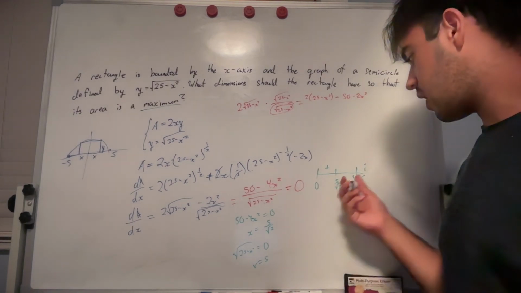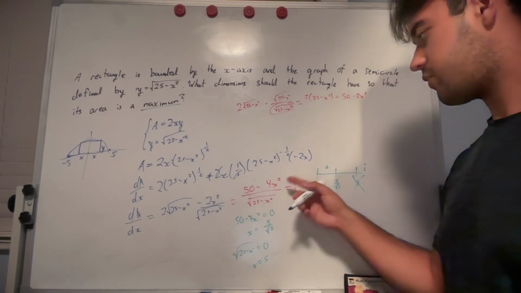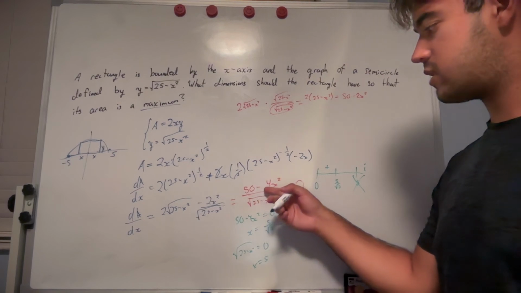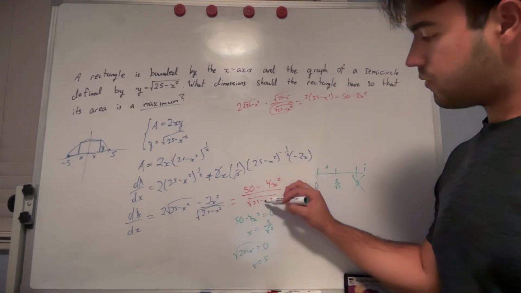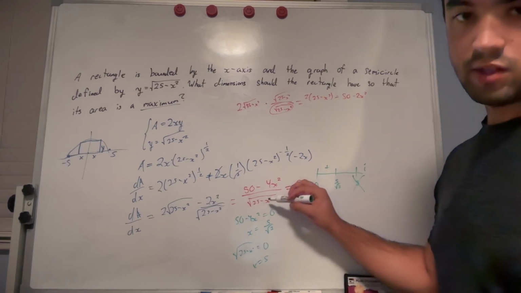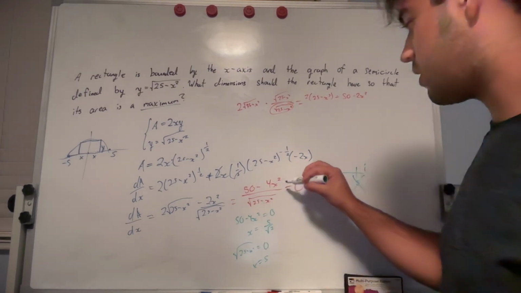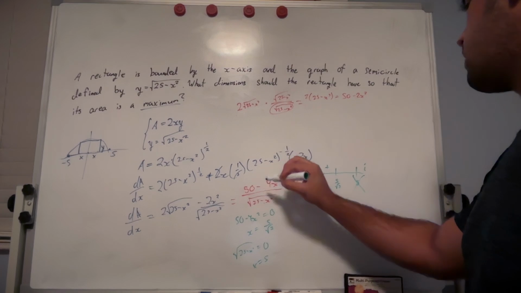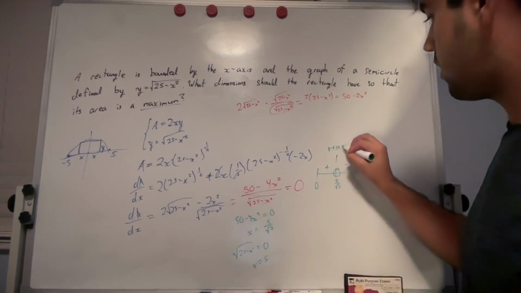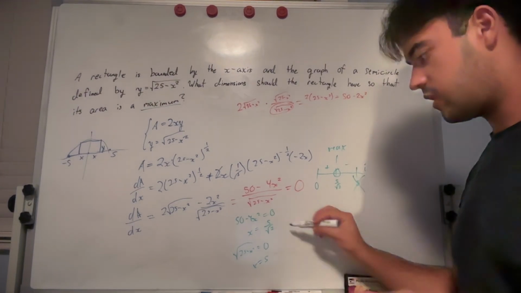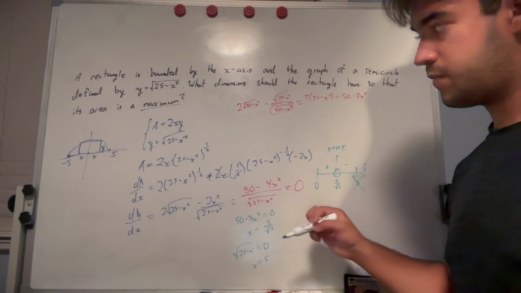But just to double check, I'll plug in a number like 4. If we plug in 4, we get 50 minus 64, which is negative. And then on the bottom, 25 minus 16, that's the square root of 9, so 3, that's positive. So we'll have negative over positive, which is just negative, meaning that here we have a maximum. And so this is the x value we're going to be using.